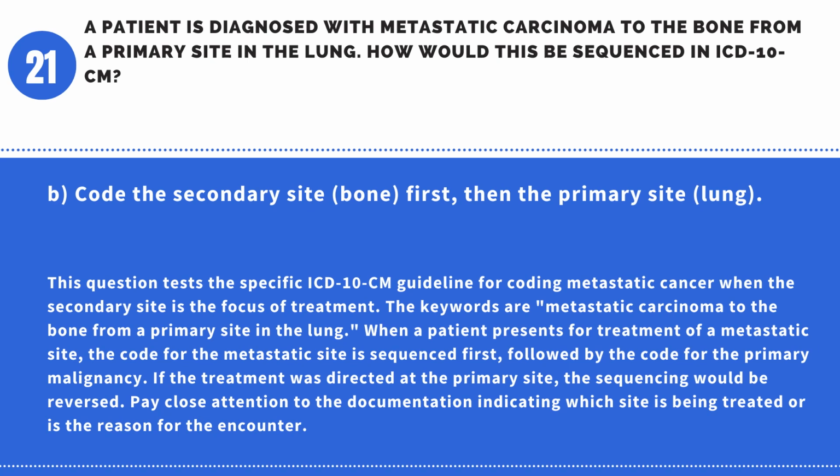Answer B. Code the secondary site, bone, first, then the primary site, lung. This question tests the specific ICD-10-CM guideline for coding metastatic cancer when the secondary site is the focus of treatment. The keywords are metastatic carcinoma to the bone from a primary site in the lung. When a patient presents for treatment of a metastatic site, the code for the metastatic site is sequenced first, followed by the code for the primary malignancy. If the treatment was directed at the primary site, the sequencing would be reversed. Pay close attention to the documentation indicating which site is being treated or is the reason for the encounter.